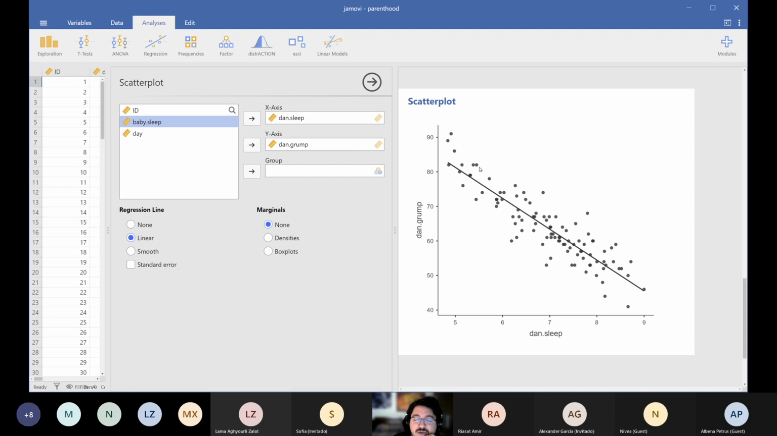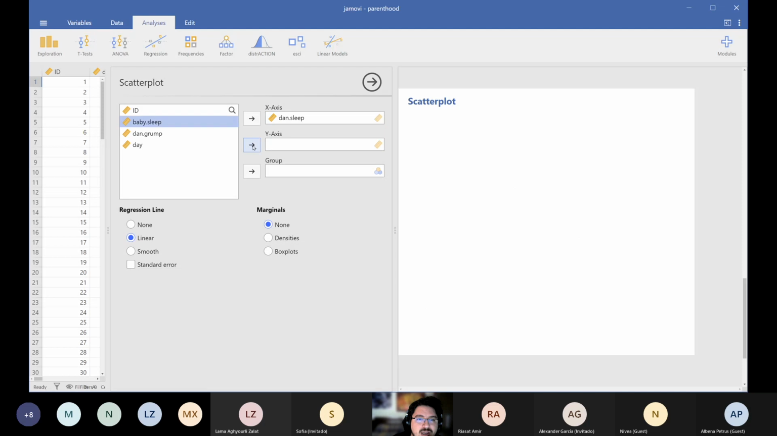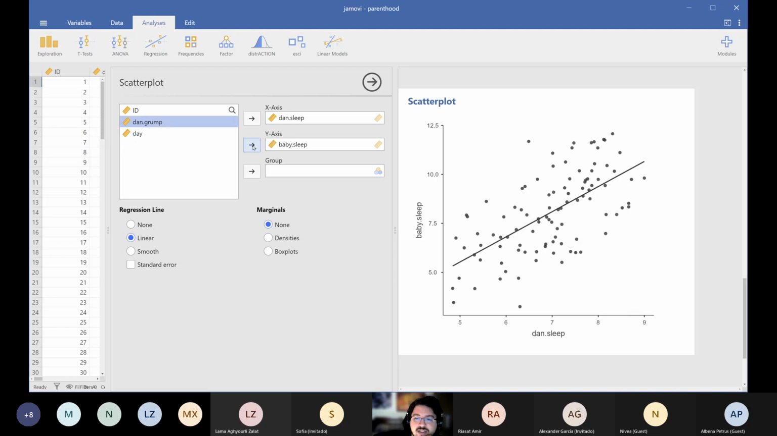Yeah, just a priori, because this plot shows us that these points are way closer to this a priori regression line. Okay, so this is the expression that you do, but you can also see if baby sleep correlates with Dan sleep, and they do.